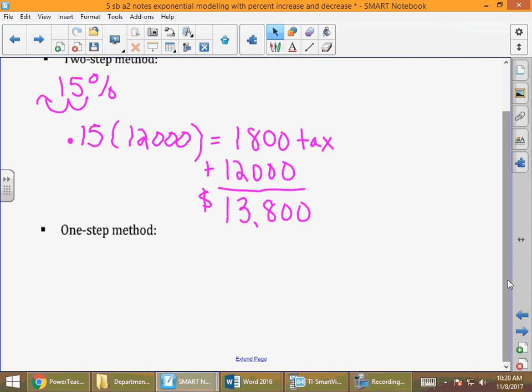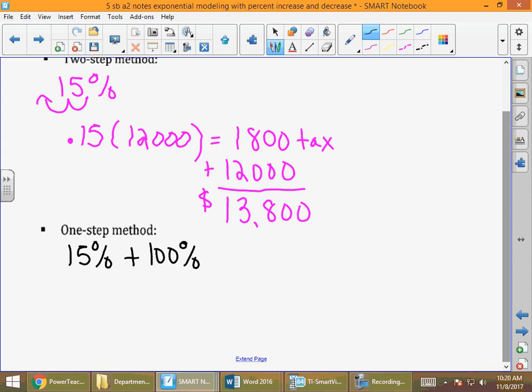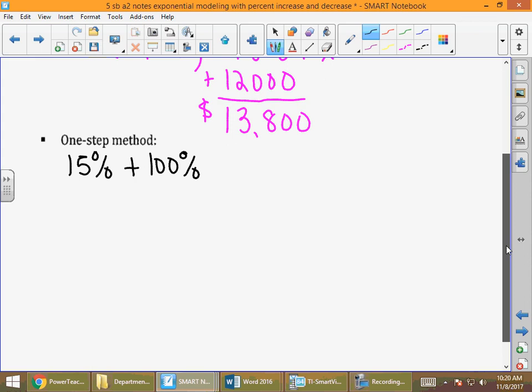If we take the 15%, remember that's the tax, plus the price of the car. How much does the car cost? That's the full amount, 100%. And 15% plus 100% is 115%. And we can convert this number back to a decimal. Remember, at the very end is our decimal point. By moving our decimal two spaces to the left. So this is really 1.15.